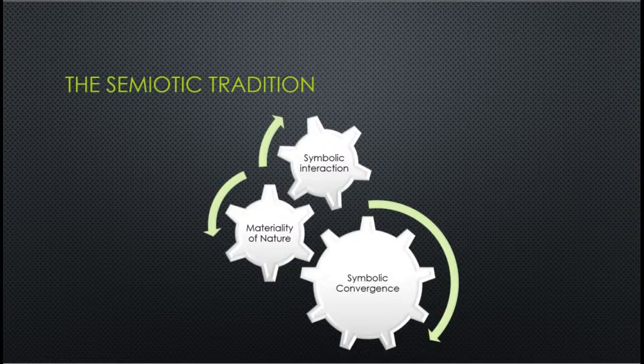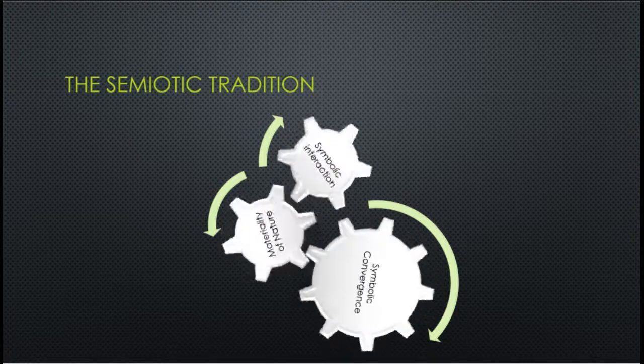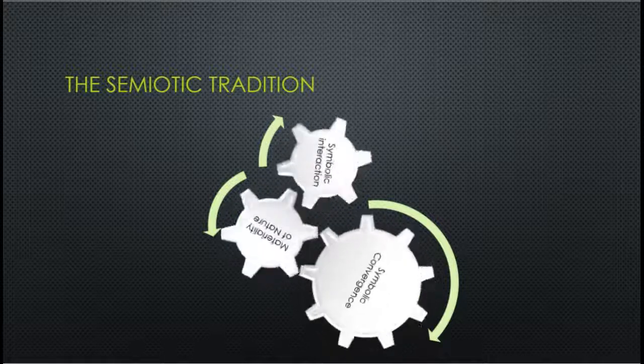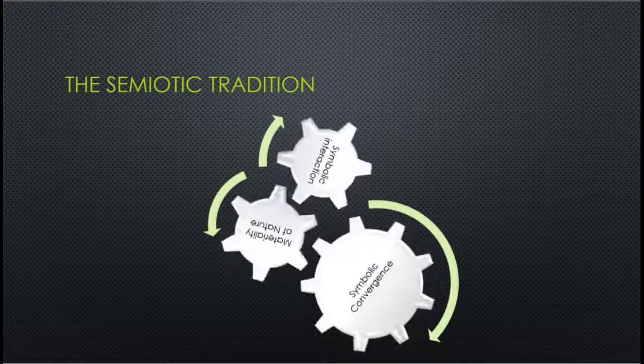So let's move forward and look at the map from a micro level. So we'll look into the semiotic tradition, and within that we'll see 3 particular theories. The 3 semiotic tradition-based theories are symbolic convergence.